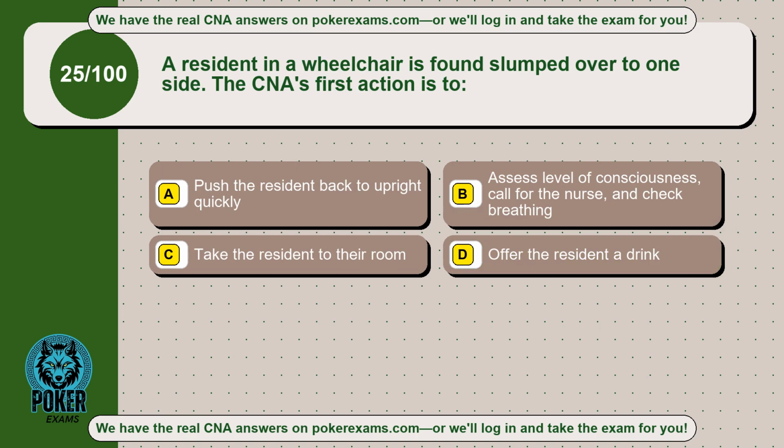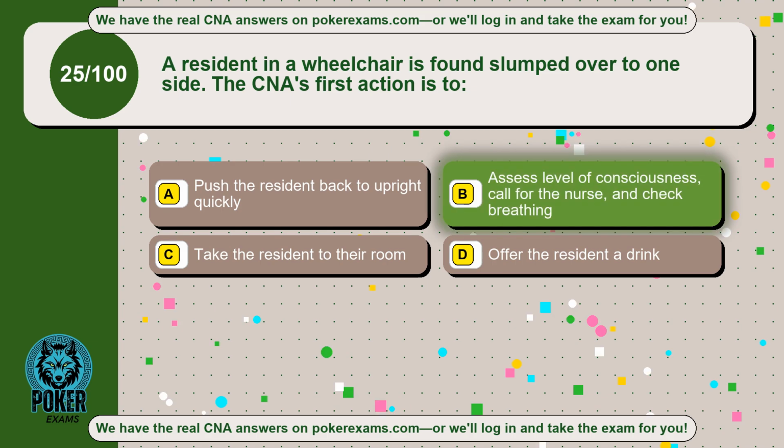Question 25. A resident in a wheelchair is found slumped over to one side. The CNA's first action is to: Option A, push the resident back to upright quickly. Option B, assess level of consciousness, call for the nurse, and check breathing. Option C, take the resident to their room. Option D, offer the resident a drink.